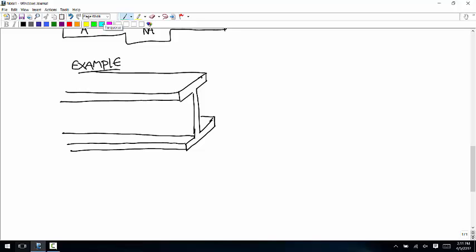So this is with the coordinate system that we use for beams. That's X, that's Y, and that's Z. Why do they make them that shape? It obviously would be a lot easier to manufacture something that uses the same amount of material, but it's round. Why are beams shaped like this?